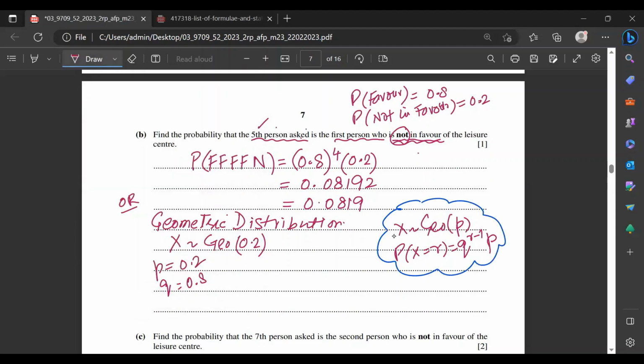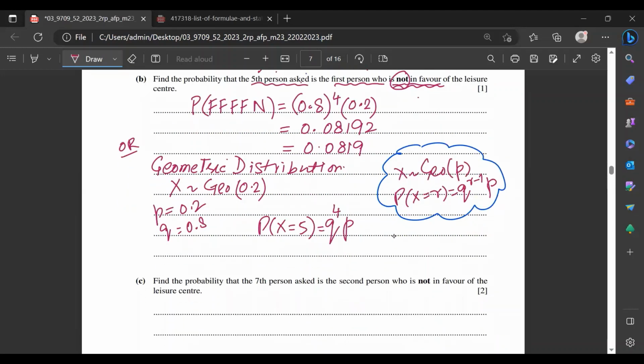Now here P is equal to 0.2. So the probability that x is equal to 5 is q raised to the power 5 minus 1, which is 4, and p. So q is 0.8 raised to the power 4 and 0.2.